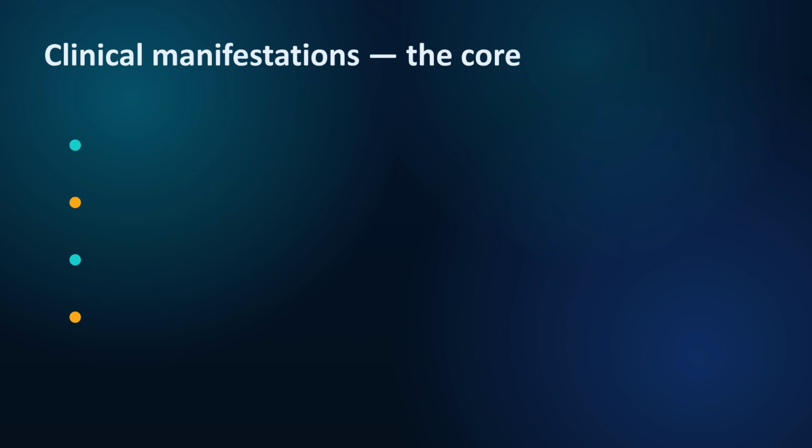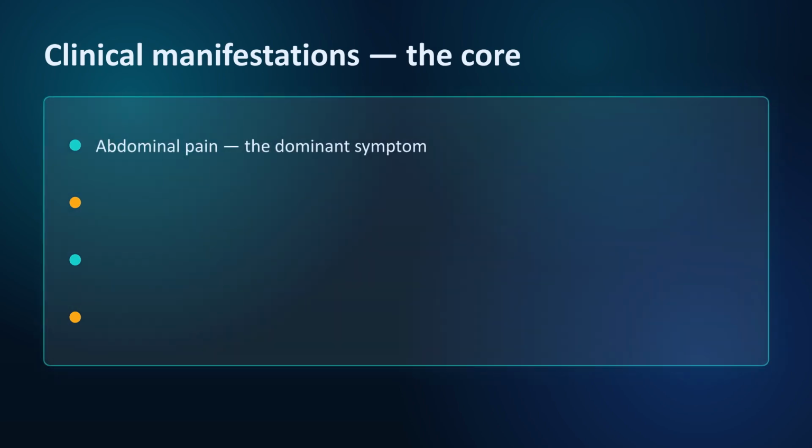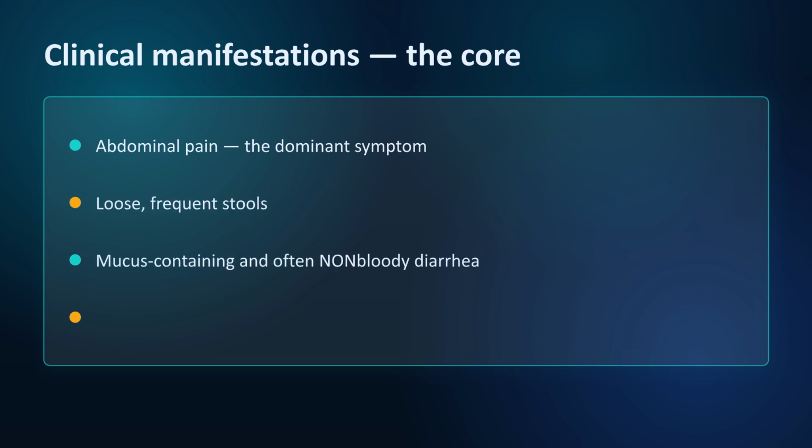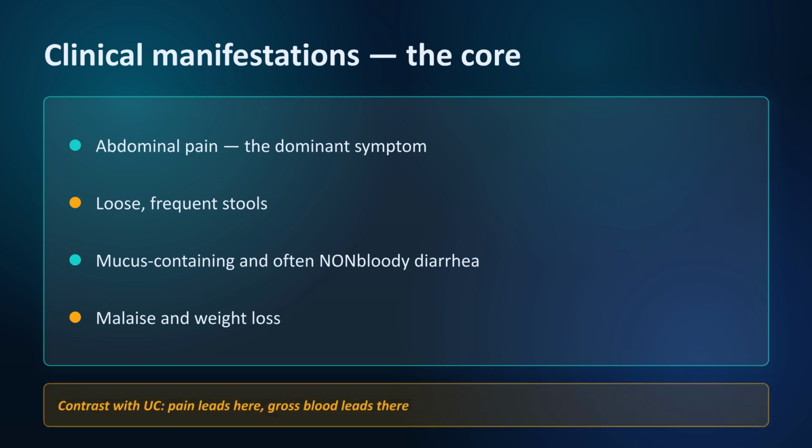Now the clinical picture. Abdominal pain is the dominant symptom, and that alone separates it from ulcerative colitis, where bleeding leads. Patients have loose, frequent stools. The diarrhea is mucus-containing and often non-bloody. And there is malaise and weight loss, which reflect both inflammation and malabsorption. Hold the contrast in your head. In ulcerative colitis, the patient describes blood. In Crohn disease, the patient describes pain and weight loss. When a young adult has had months of both, stop calling it irritable bowel syndrome.